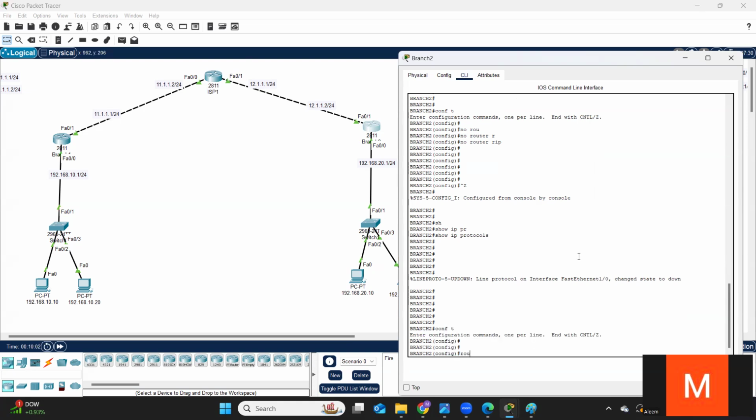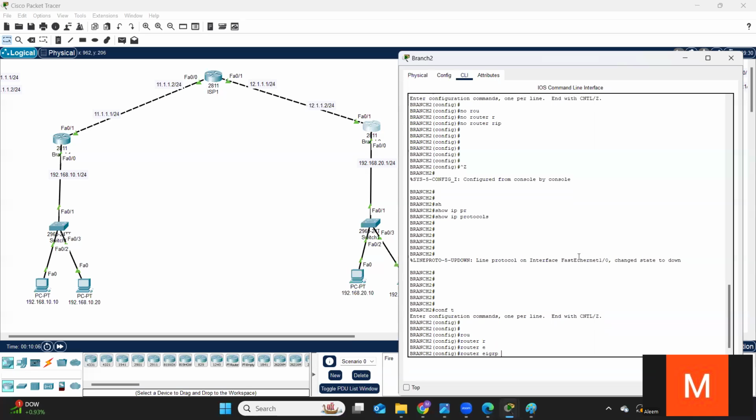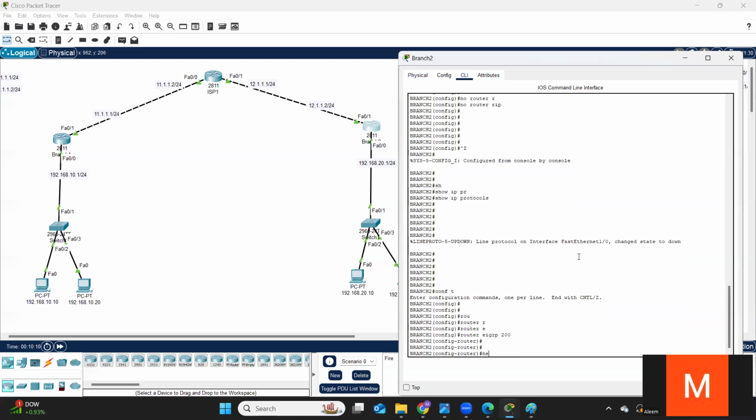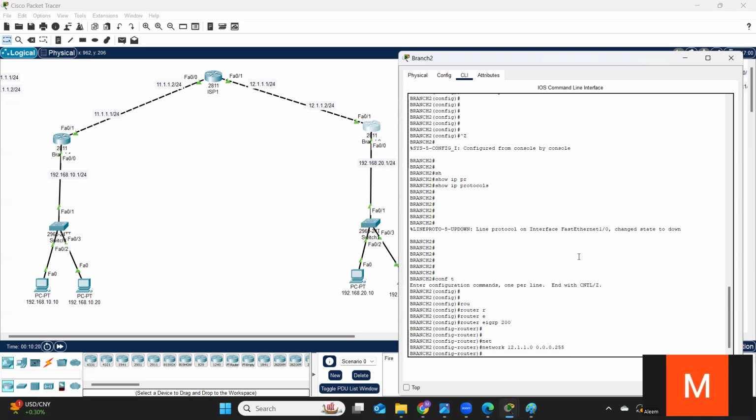So router EIGRP 200, and I'll hit enter and I'll advertise the network 12.1.1.0 and wildcard must be 0.0.0.255. I'll hit enter. So neighborship is not found.